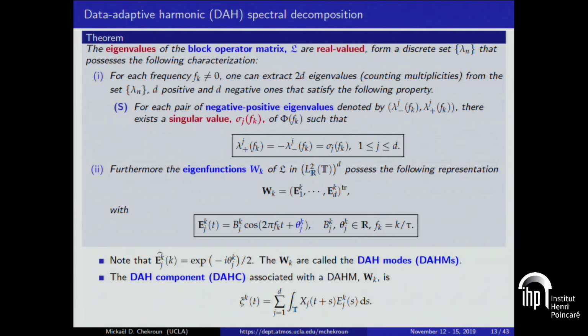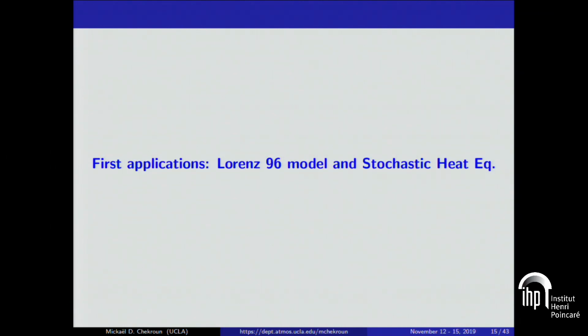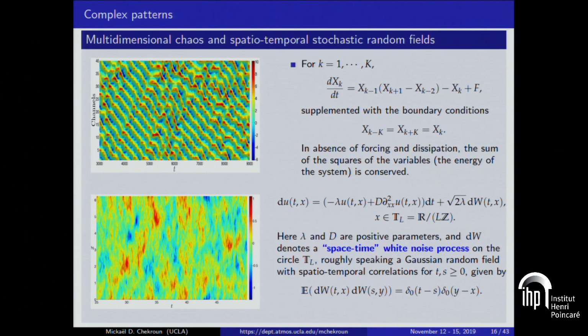Then these are called the DA modes, and then you can do your data adaptive harmonic components, which is essentially the projection on this guy, obtained by this formula, and this DAX will be central in the modeling part of my story. Let's skip this, and let's go right away to applications. The ideas behind the proof are very interesting. Maybe at the end I will come back to it because they are of practical relevance. So let's go to application to the Lorenz 96 model and the stochastic heat equation.